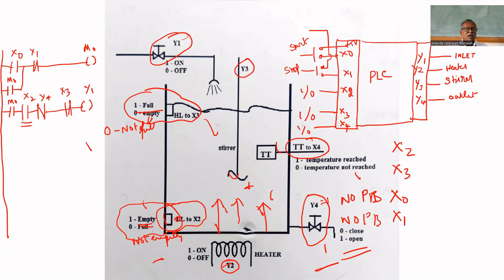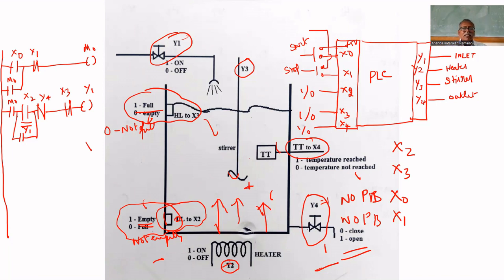That's why across X2, we have to connect the sealing contact Y1. Y1 is connected across X2, because after some time X2 becomes 0, and at that time Y1 will conduct. I understand this point. So these are all we have to think and write. Now the program will fill till the tank comes up to full.